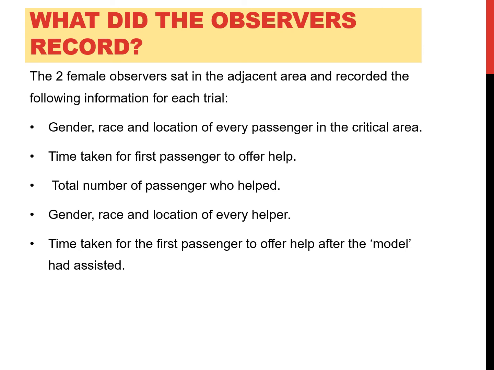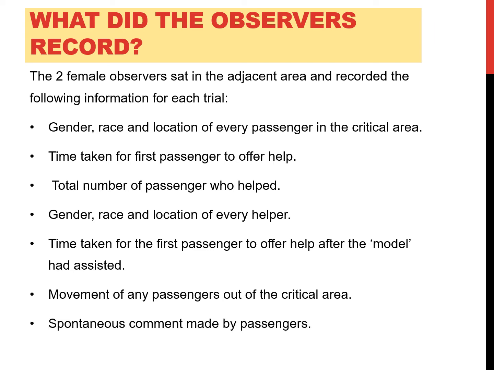So yes, if someone helps, the model will come and help, right? So they also count the time it took for the first one to offer help after the model helped. Okay? And then movement of any passenger out of the critical area. So they count how many people actually ran from the critical area and moved to the adjacent area. And the last one, they also have to take note of the spontaneous comments made by the passengers. So they have to listen to what comments are made by the passengers. So here you can see that it's a combination of quantitative and qualitative data being recorded.